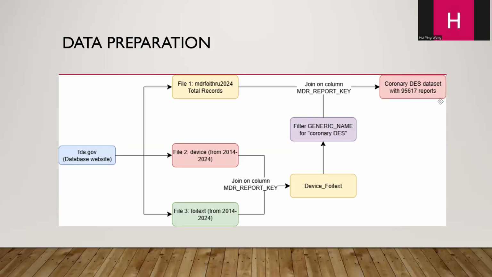So this diagram shows how I prepare the data from FDA. Basically, I combine the device data, test reports, and master file from the FDA with the MDR report key and filter only for the coronary drug-eluting stent and get the clean data set with everything. For now, I have around 90,000 reports for 10 years, which is from 2014 to 2024.